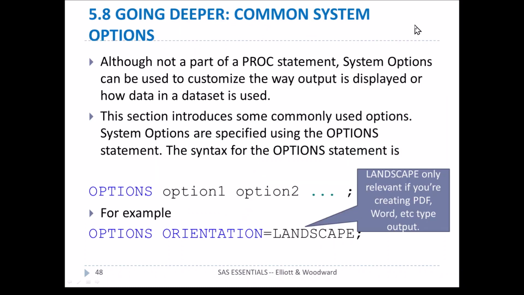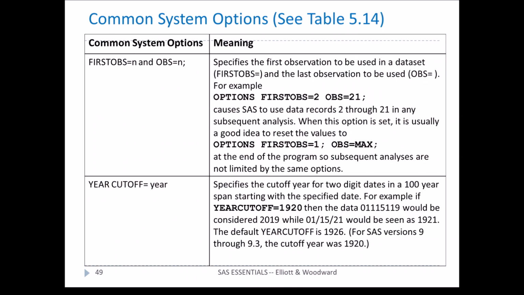All right, let's look at some more common system options. In this case, we're going to define some options that help us control how our data may be output. And the option statement is options and then one or more options. So for instance, if we say options orientation equal landscape, you can imagine what that means: if we're outputting to Word or PDF, we're planning on printing in landscape mode. Here are some options. The one that we just mentioned, the firstobs and then obs, through a certain observation.